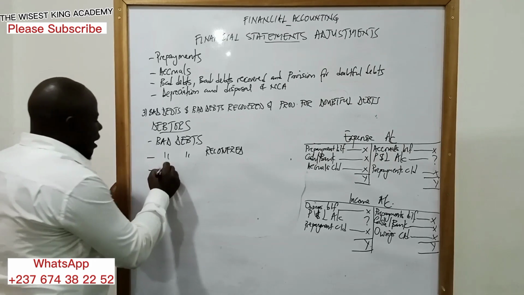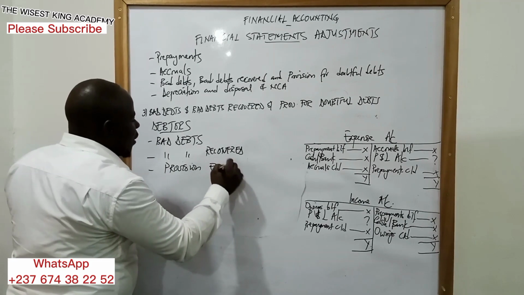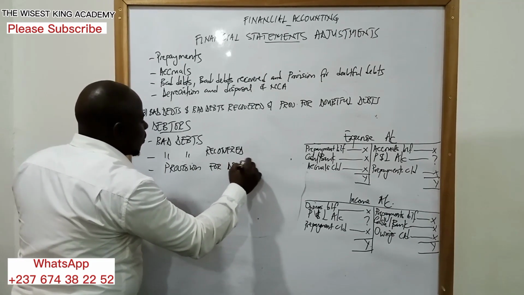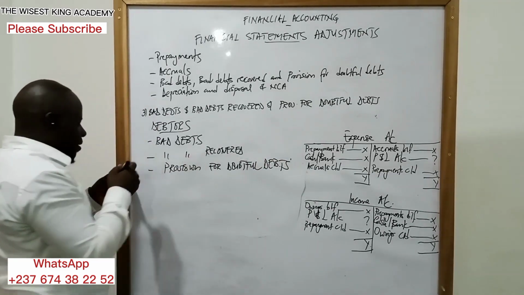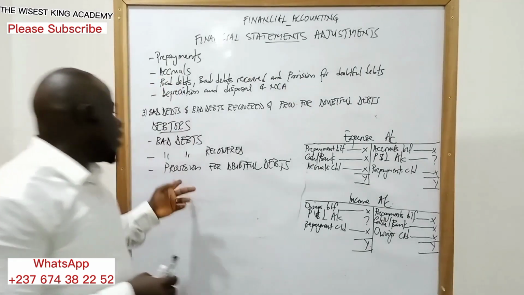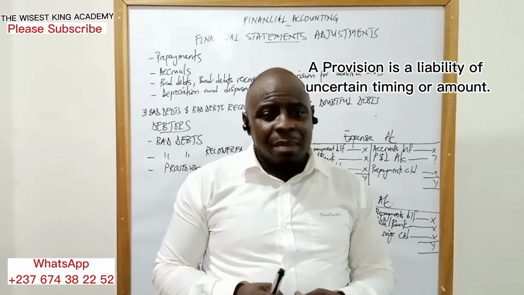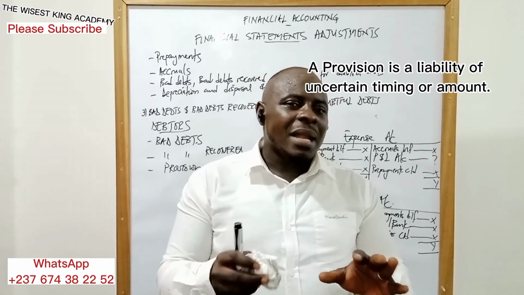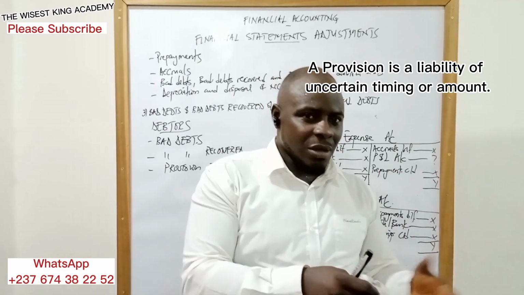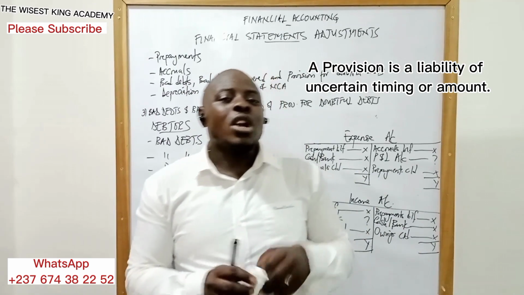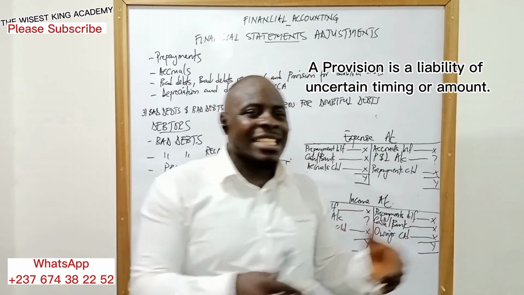Now we move to another important aspect, provision. Provision for doubtful debt or provision for bad debt is the same thing. Now, what is a provision in accounting? In accounting, a provision is a liability of uncertain timing or amount. You don't know when it will occur or the amount, but you make a provision so that when the expense occurs, you are ready to deal with it.